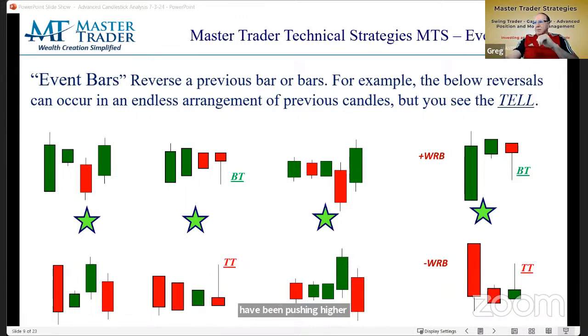Let's look at some charts over here. Yeah, the Spiders are still near the high of the day. The Qs are near the high of the day. And the Russell and Dow are weak. So we've got these markets that are going in their own direction.